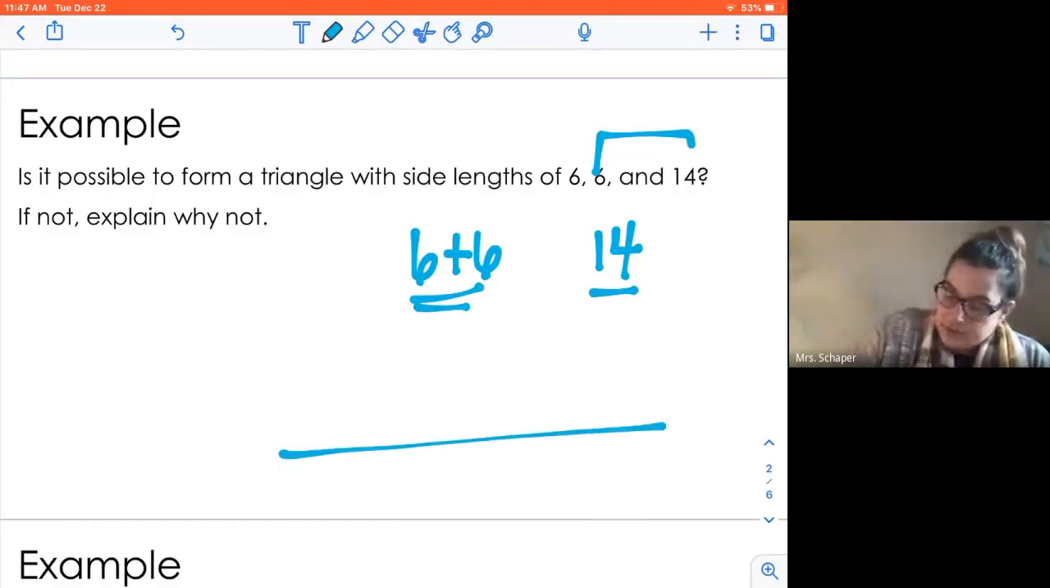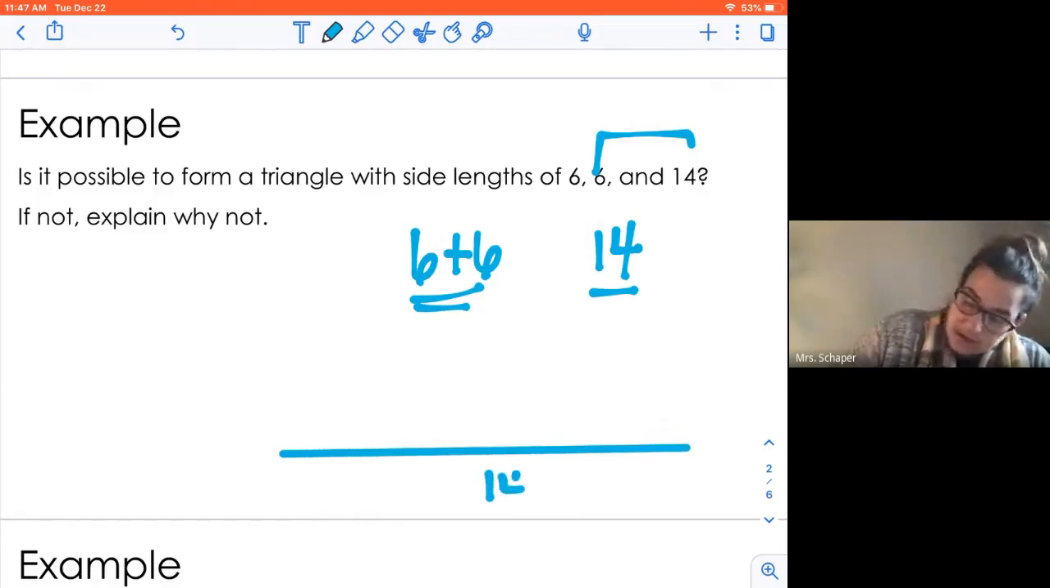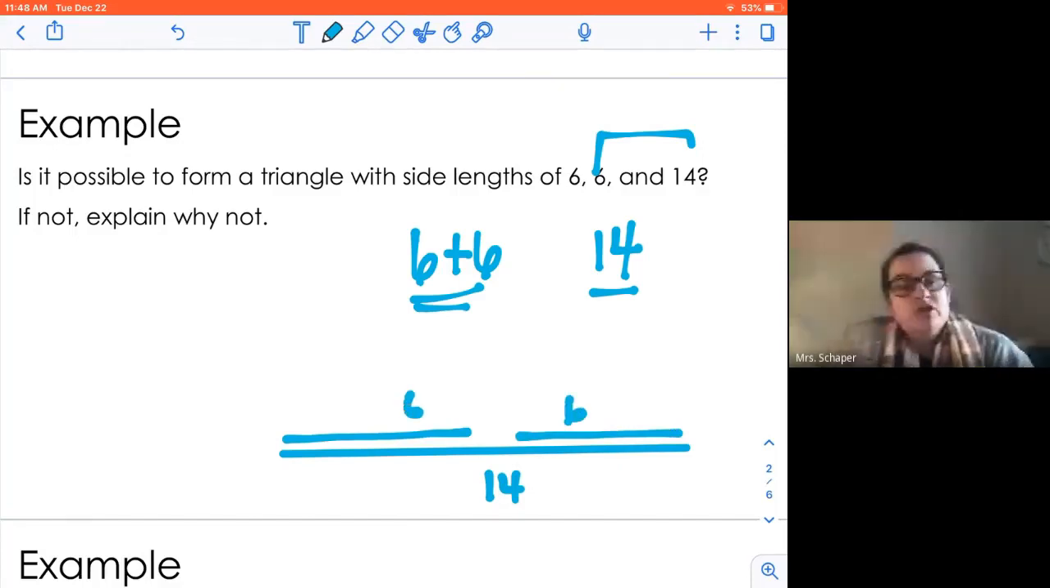So let's do a picture for this. Let's say this is 14. Well, if I have a side length that's 6 and another side length that's 6, they're not going to even touch. So there's just no way that it can form a triangle.